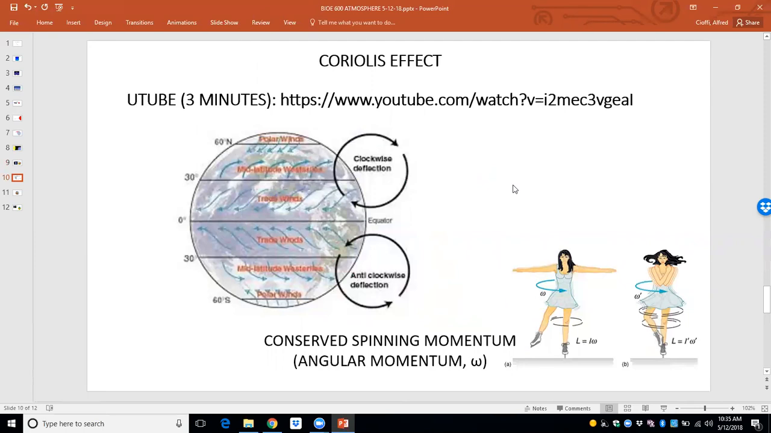One last video explaining this conserved spinning momentum, because this lady, she's going to mention conserved spinning momentum just in passing, but let me explain it briefly first so you can understand it. Remember the ice skater, all right? And she's rotating on the tip of the skate, which is a steel blade on ice, right?